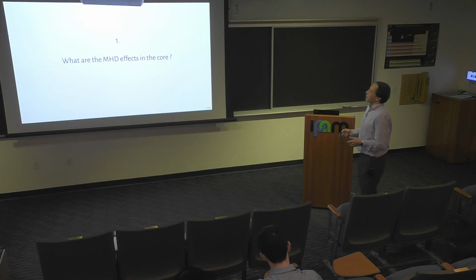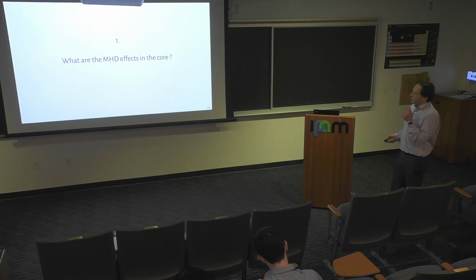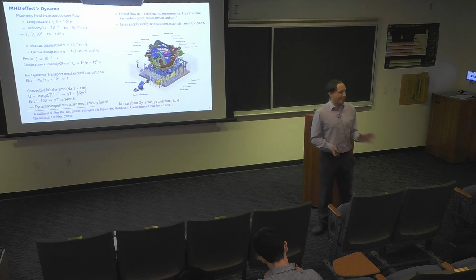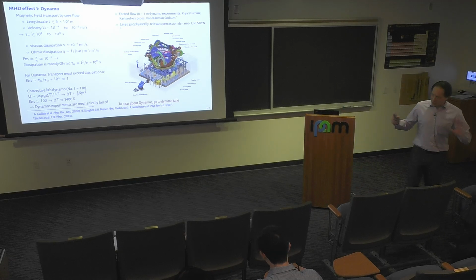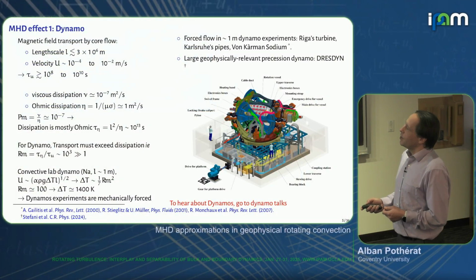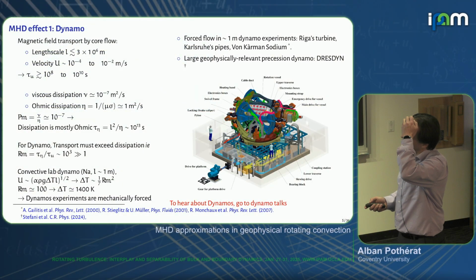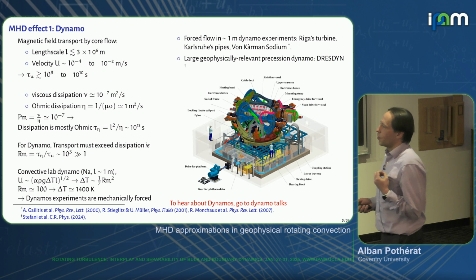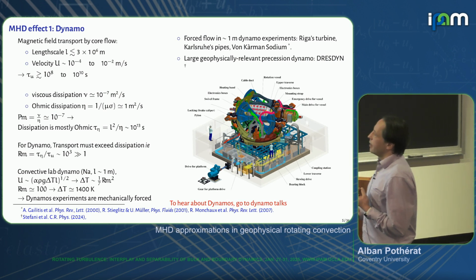So what are the effects that we can expect in the core? The most obvious, and I'll get this one out of the way because I'm not going to talk about it, is dynamo. There are plenty of talks about dynamo, go and see them. But it is important, of course, and the reason we have a dynamo is because at the scale of the core, the transport by the flow is much more efficient than any form of dissipation.